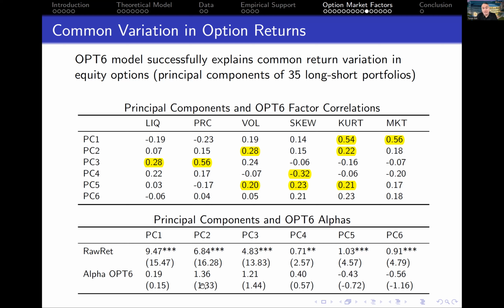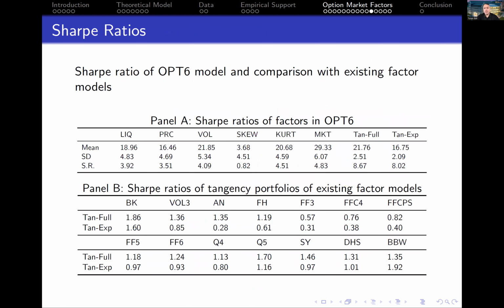But the most important finding here, I think, in this table is when we run the factor spanning relations on these PC sorted portfolios, our 6-factor model explains these PC sorted portfolios. So that means you really need these 6 factors to span the cross-sectional variation in option returns. I really find this result very powerful. That shows strong support for our factor model to explain common return variation, the co-movement in option returns.